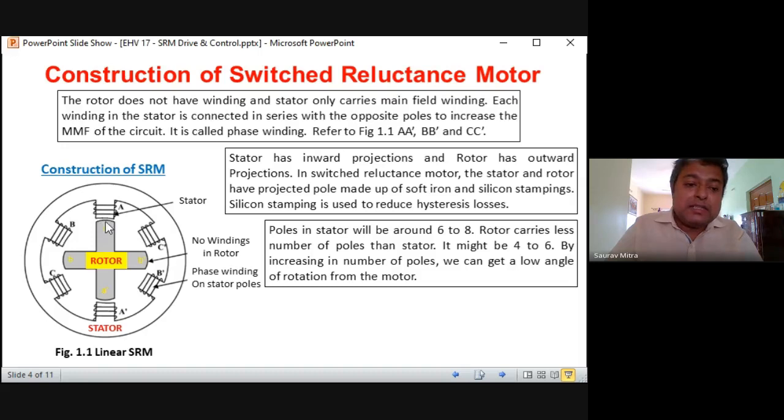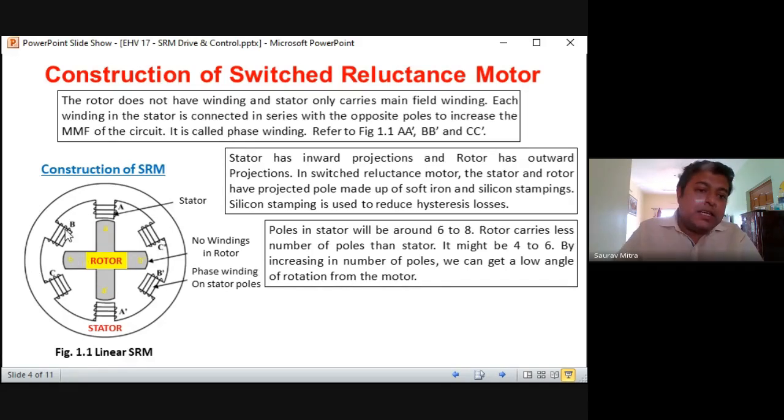So here in this case, A and the rotor, you are finding that the least reluctance path is created. Just in front of A dash, the rotor poles are situated. So this is the least reluctance path. Flux lines will flow through A, then through the rotor, then again the rotor, and then through A dash. But the other pole of the rotor, I think B, is in between BC and B dash C dash.